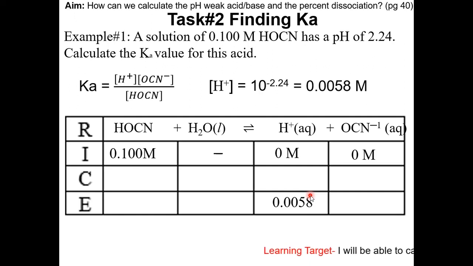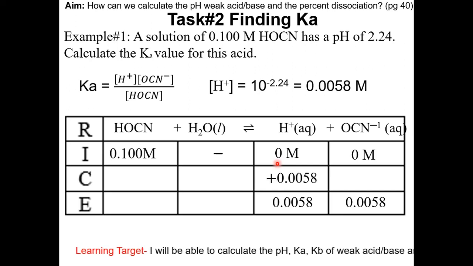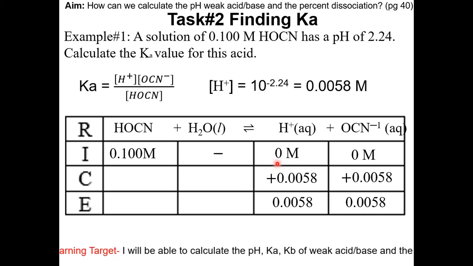Using that information, we can figure out the equilibrium concentration of HOCN and OCN-1. Since H plus and OCN-1 are 1 to 1, OCN-1 also has an equilibrium concentration of 0.0058. Since the initial concentration of the products is 0, equilibrium shifts to the right. So the change in concentration of the products is plus 0.0058.